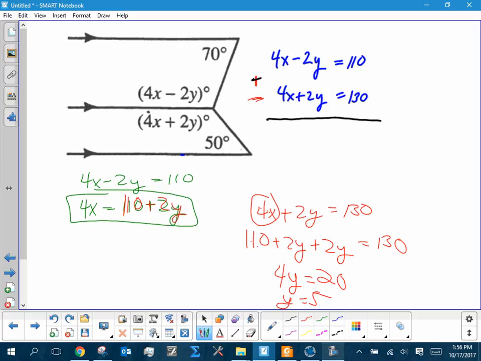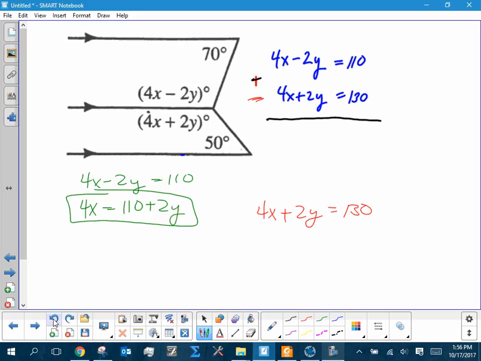And now that I know what y is, can I come up here and say, okay, I got 4x is equal to 110 plus 10. So 4x is equal to 120. X ends up being 30. Okay, so we can use substitution in that manner to solve that system. We can do it a different way.